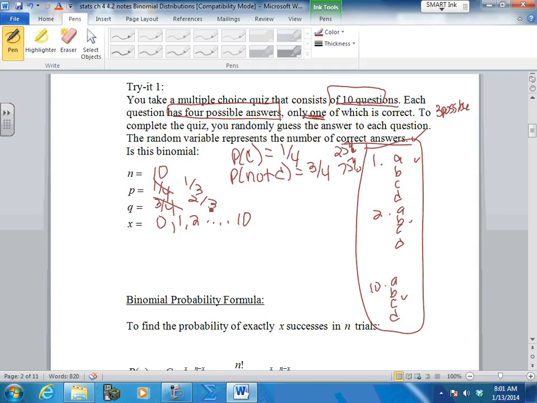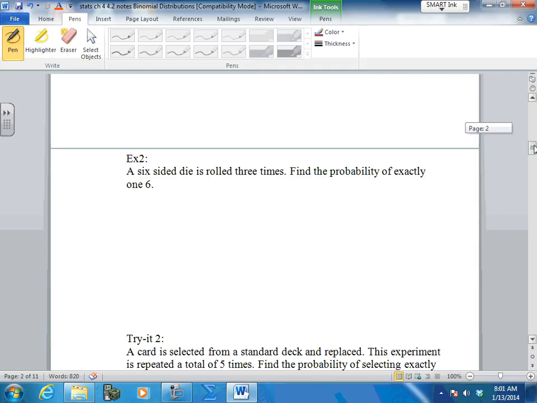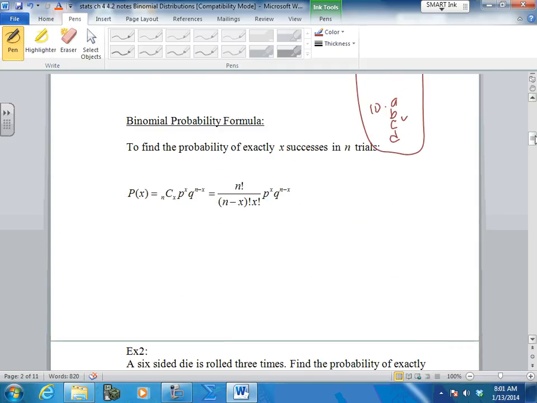Now your favorite part. Here is your binomial probability formula. Let's take a look at the one previously. We said n is 10. The probability of success is 1/4. The probability of failure is 3/4. And my X went from 0 to 10.